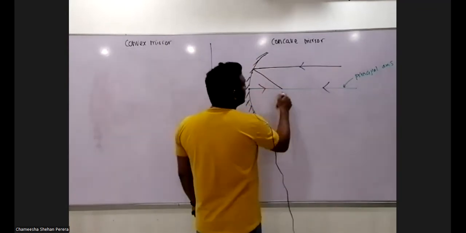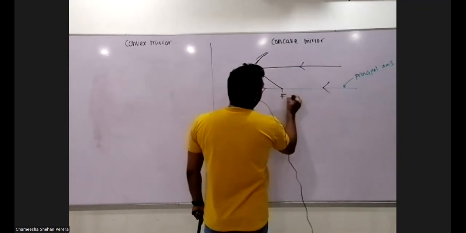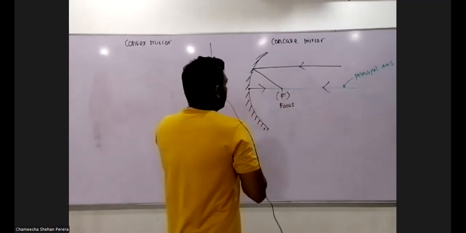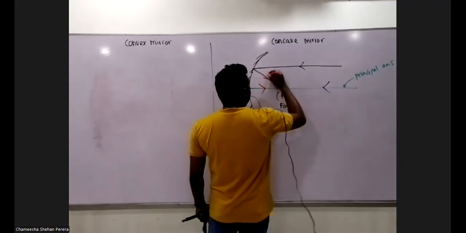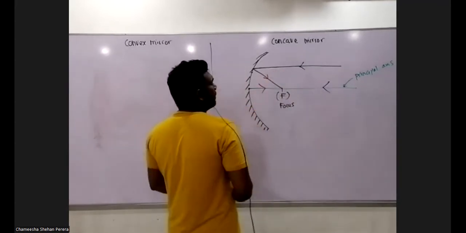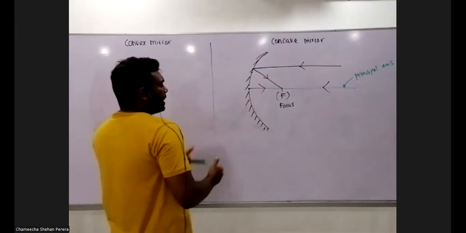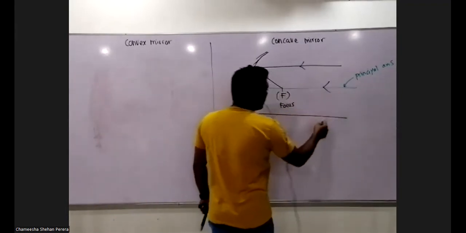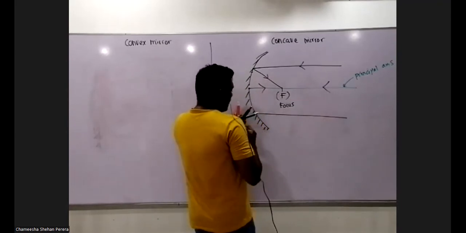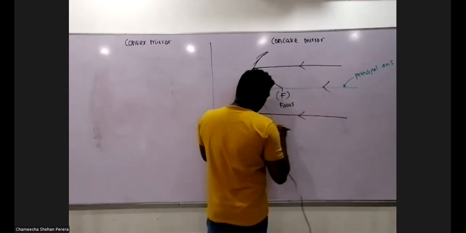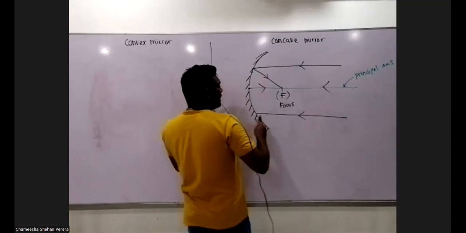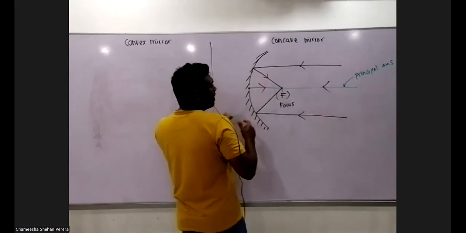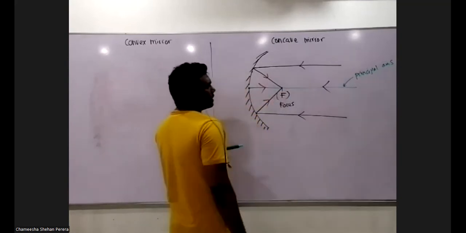It gets focused on a point called F, capital F. We call it the focus. That is where the light ray gets reflected after striking the mirror surface. There's another light ray parallel to the principal axis that reaches the concave mirror surface. After getting reflected, it also gets focused on this point called focus.